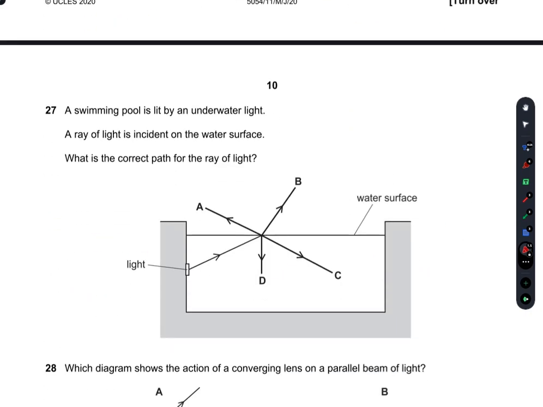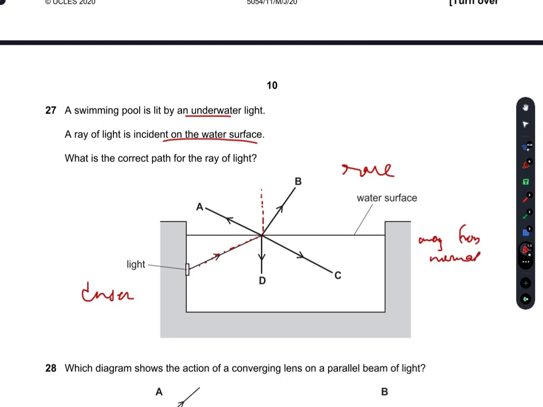A swimming pool is lit by an underwater light. A ray of light is incident on the water surface. What is the correct path for the ray of light? So this is the light source, and it is moving from a denser medium to a rarer medium. So the ray of light should bend away from the normal. This is the normal here. So it should bend away from the normal.